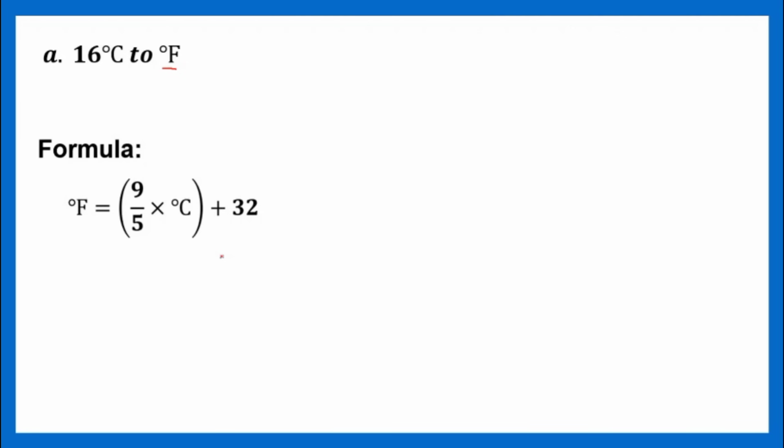Then for the given, of course, dalawa lang yan. Degrees Celsius tapos degrees Fahrenheit. So for degrees Celsius, kung ano yung number na katabi niya, siya yung value niya. So therefore, for degrees Celsius, that is 16. Tapos ang unknown natin, that is degrees Fahrenheit. So that is question mark. Kasi nga po, siya yung pinapahanap sa atin. Siya yung isa-solve natin.